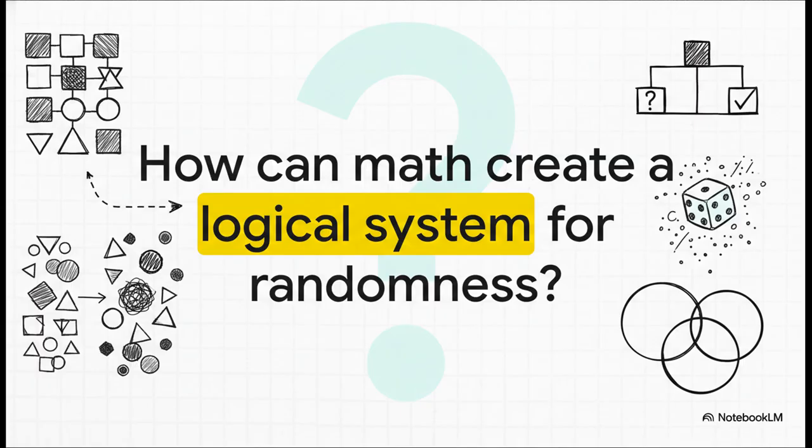How in the world can you use math, this thing of certainty and rules, to create a system for something that is, by its very nature, unpredictable? It sounds like a total contradiction, but that is precisely the genius behind the foundations of probability.